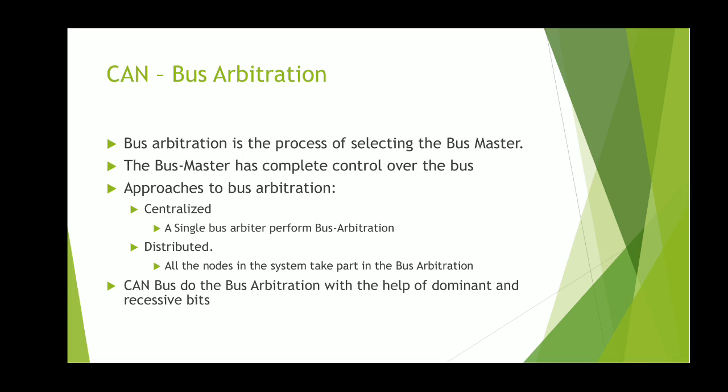The first method of bus arbitration is the centralized method. Here a single bus arbitrator performs the bus arbitration. The second method of bus arbitration is the distributed method. Here all the nodes in the system take part in the bus arbitration. In the case of the CAN bus, the distributed approach of bus arbitration is used, and the CAN bus achieves this bus arbitration with the help of dominant and recessive bits.